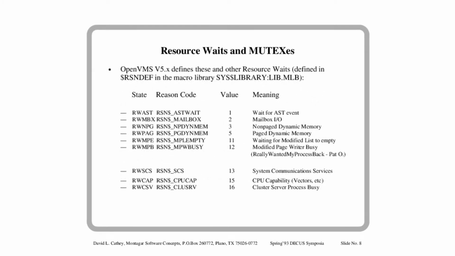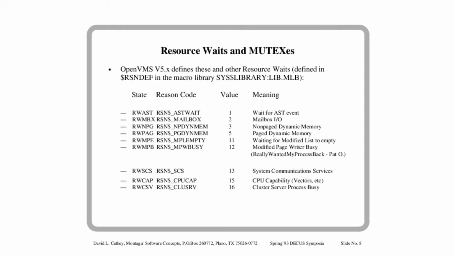Here's a list of some of the resource waits that are used. There's several others that are defined, but a lot of them aren't used anymore. Of course, the number one on the top 10 list of resource waits is resource wait AST. That's the one that everyone seems to enjoy the most.